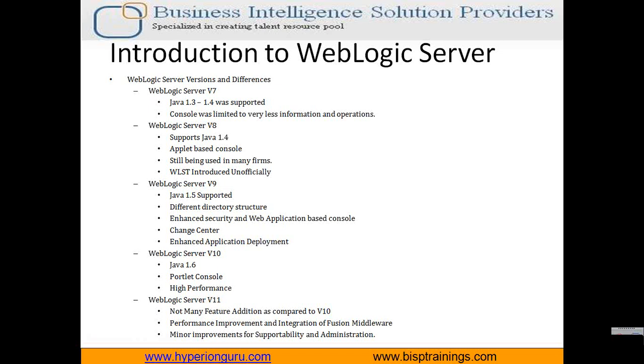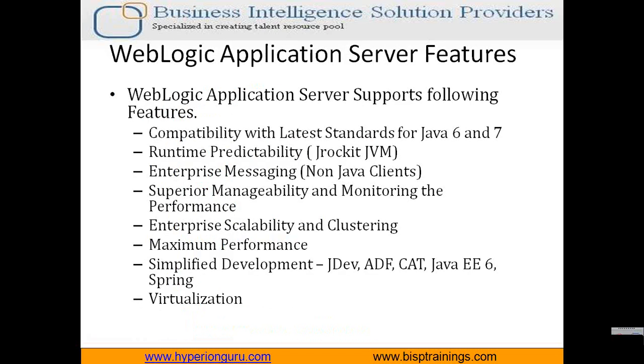That's it. After that, we will be looking at the WebLogic server main features, like compatibility with the latest standards for Java 6 and 7. Now recently it came up with 7, and it has a JRockit JVM as well. The 7 is coming up with JRockit. 6 was considered Sun JDK, and the separate JRockit was also considered. I mean, different products were considered as JVM providers.